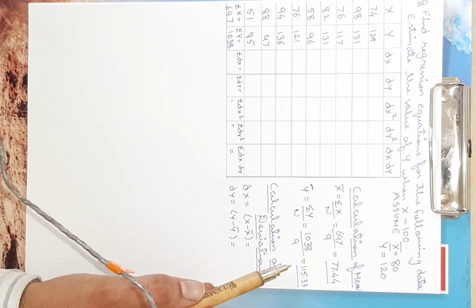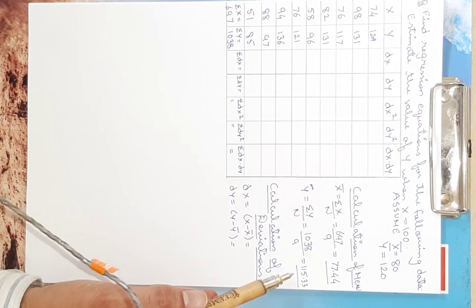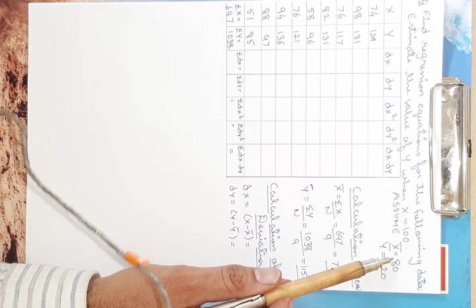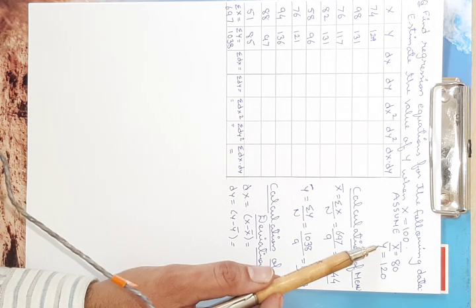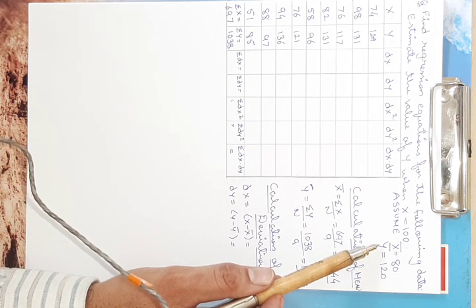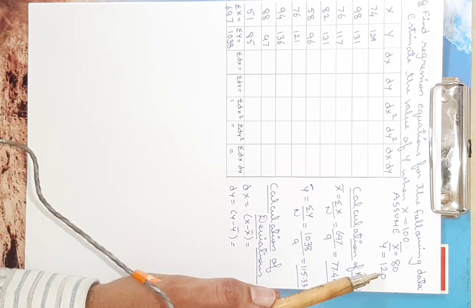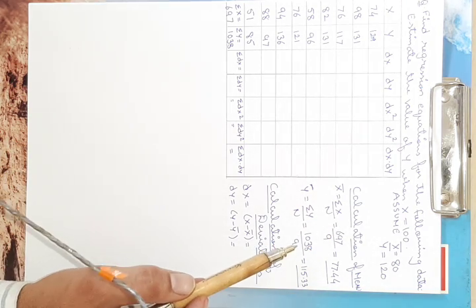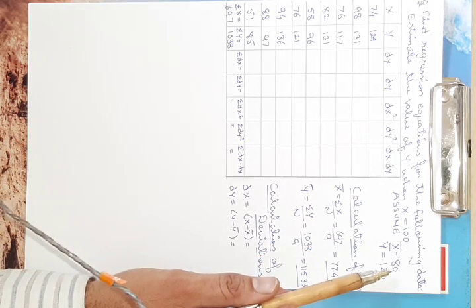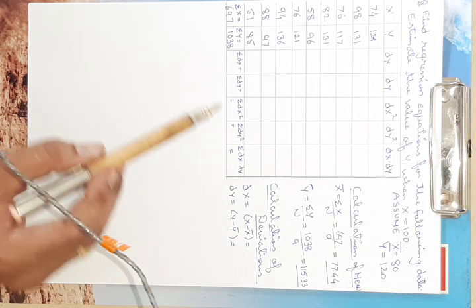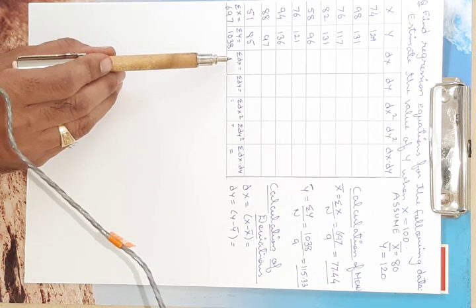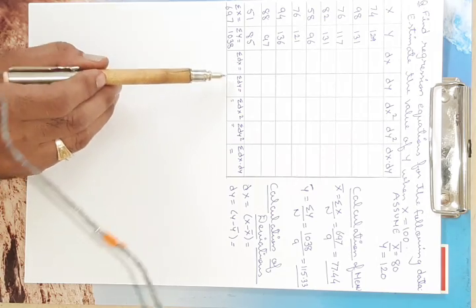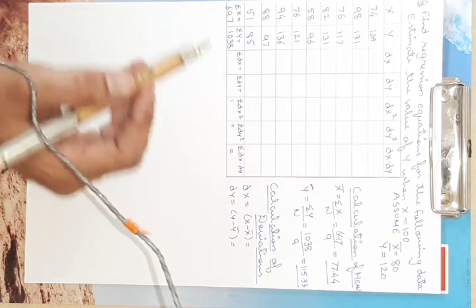Now here friends, our x bar is 77.44 and y bar is 115.33, whereas we need to assume the mean x bar, which is given in the question as 80, as well as the mean of y, that is 120. So this means our actual means of x and y are different from what we are going to assume. That means there will be a non-zero value of summation of dx as well as summation of dy. Let us see how it is possible.